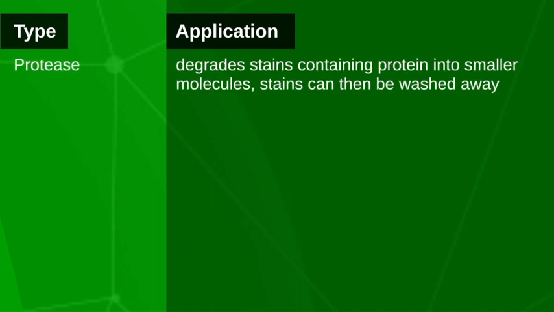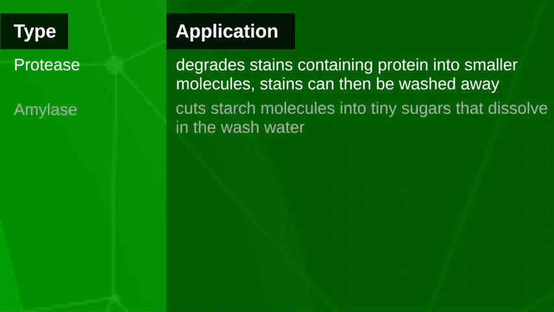There are 5 types of enzymes used in detergents. The first and most common being proteases, which remove protein stains by degrading them into smaller molecules which can then be washed away. Examples include blood, grass, and sweat. Amylases remove starch residues by cutting starch into small sugars that then dissolve in wash water. Examples include potatoes, custard, and chocolates.